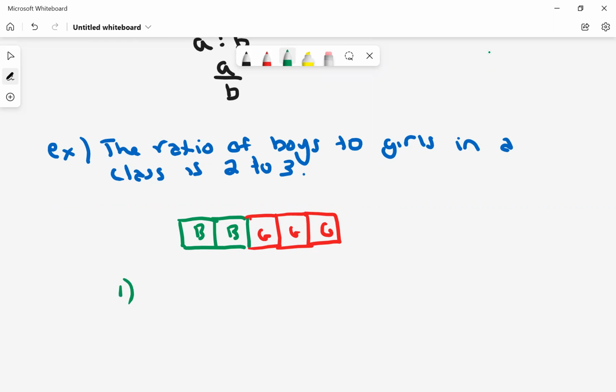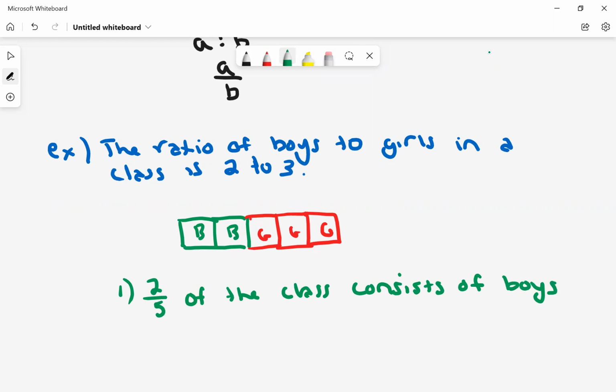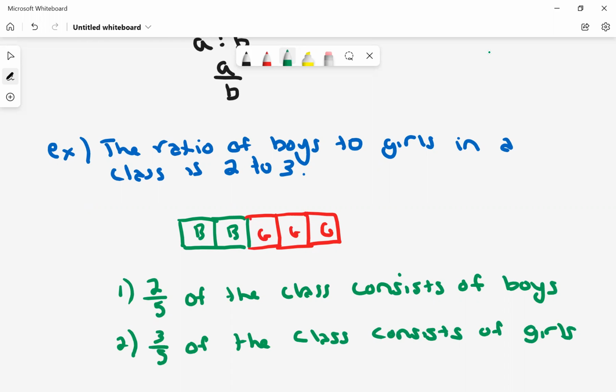So one statement that we could make is that 2/5 of the class consists of boys. Another thing we could say then is that 3/5 of the class consists of girls. So notice how we jumped to using 5 in our fraction. That's because what we're talking about is the total.